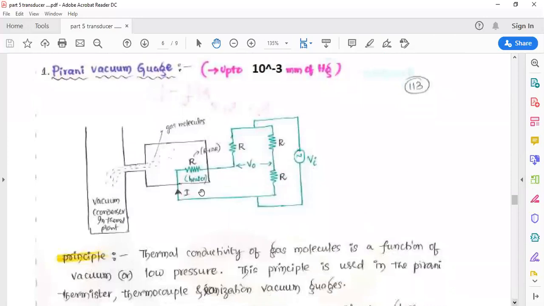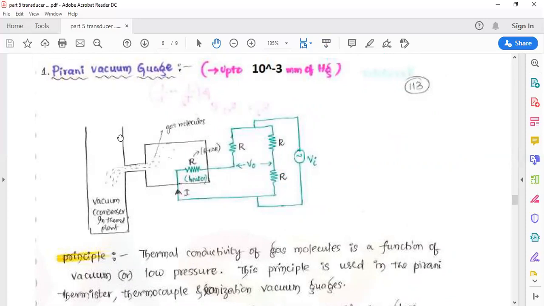Now, the Pirani vacuum gauge. The Pirani vacuum gauge is generally used to measure pressure down to 10 raised to the power minus 3 mm of Hg. mm of Hg, millimeter of mercury, is a unit of pressure. We measure pressure in terms of mm of Hg. One atmosphere is nearly 760 mm of Hg.